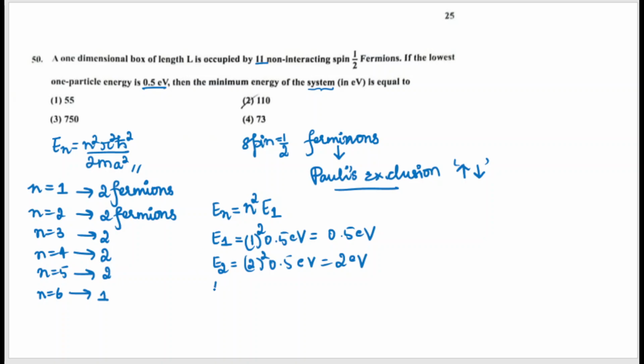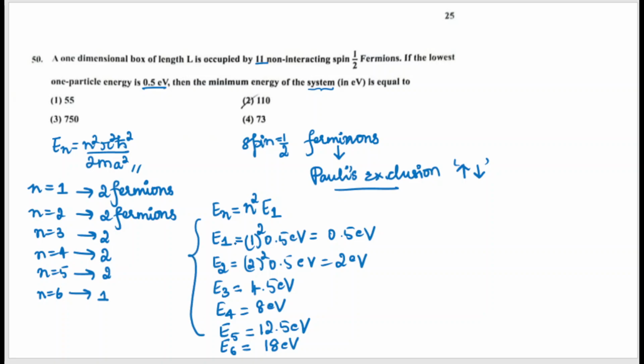Like that, for n equal to 3, I'll get the value to be 4.5. If I place n equal to 4, I'll get 8 electron volt. For n equal to 5, I'll get 12.5 electron volt. For n equal to 6, I'll get 18 electron volt. So this is what we got for n equal to 1, 2, 3, 4, 5, 6. Now our task is to find the minimum energy of the system, that is the total energy.